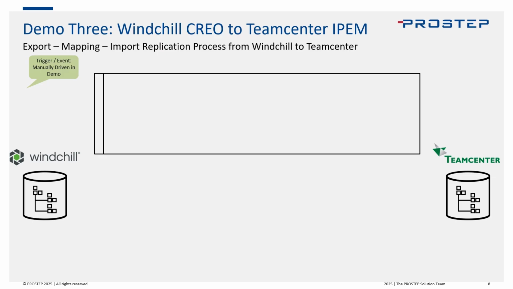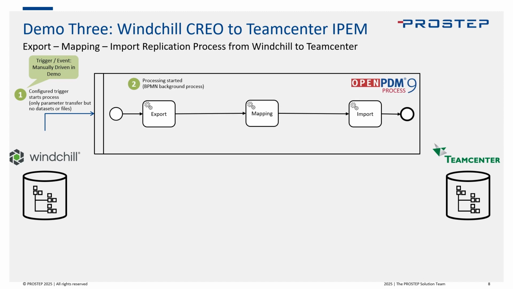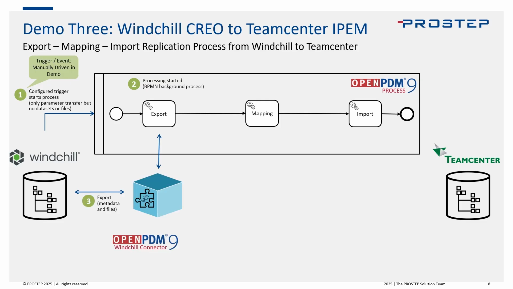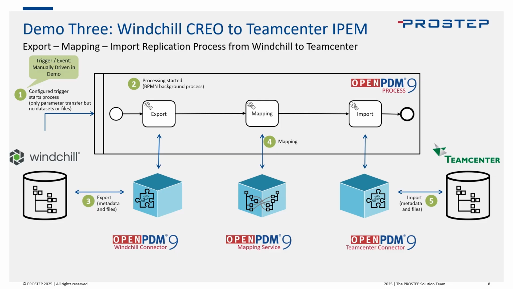In our third demo, we're going to showcase synchronizing native Creo data into IPEM integration for Teamcenter from the Windchill source system. So we'll start by triggering the process from a manual trigger within Windchill. That's going to start a background process within OpenPDM in order to export the data from Windchill, map the data into Teamcenter formats, and then import that data into Teamcenter.